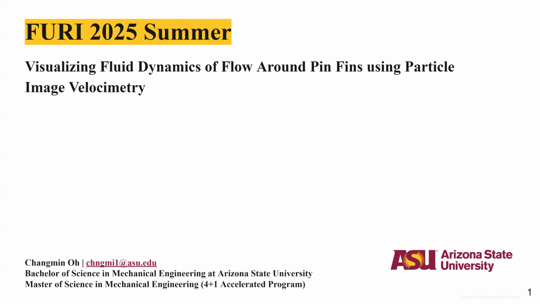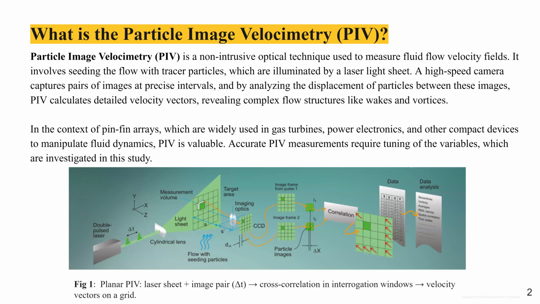Particle image velocimetry, which is PIV, is an optical technique that measures the velocity field in a laser sheet. We see the flow with tracer particles, fire two laser pulses, and compare two images to compute velocity vectors. In pin-fin channels, this reveals wakes and shear layers. Pin-fin arrays are widely used in gas turbines, power electronics, and other compact systems, so accurate PIV measurements are valuable.